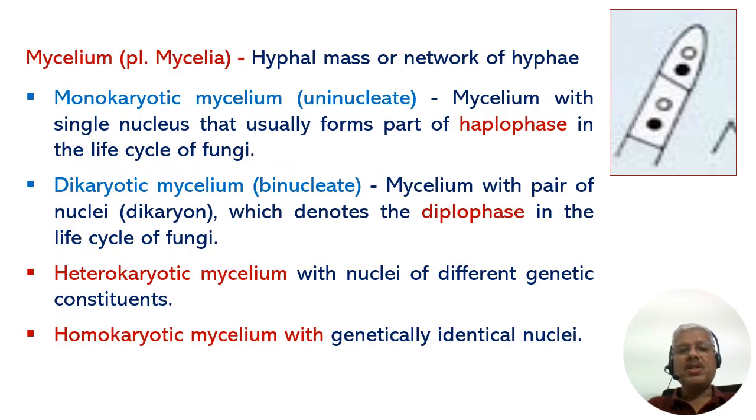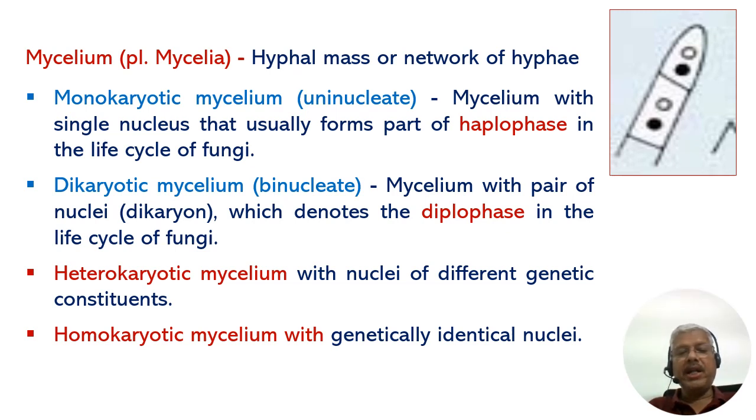The hyphal mass or the network of hyphae constitutes the body of the fungus, that is the thallus, and is called the mycelium. In case of monokaryotic mycelium, it is uninucleate. The mycelium contains a single nucleus that usually forms a part of the haplophase in the life cycle of the fungus. In case of dikaryotic mycelium, that is binucleate mycelium, the mycelium contains a pair of nuclei, that is the dikaryon, which denotes the diplophase in the life cycle of the fungus.